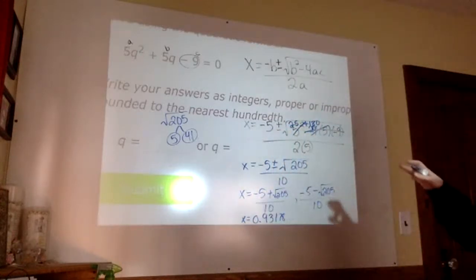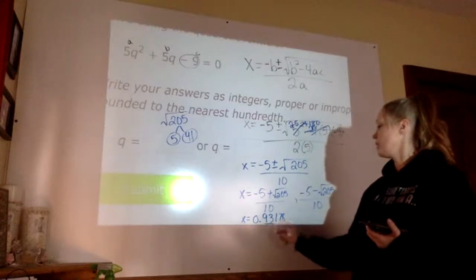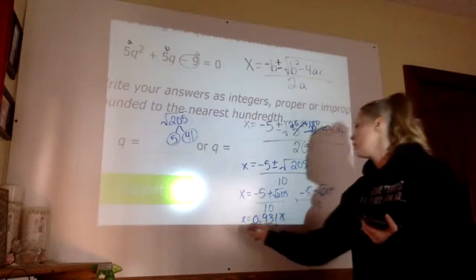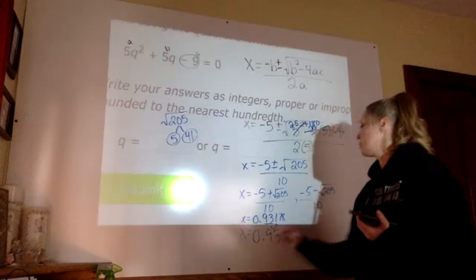We are rounding to the nearest hundredth again. So that means I need 2 decimal places. I look to the right, it's a 1. So the 3 stays a 3. So I have x is equal to 0.93.